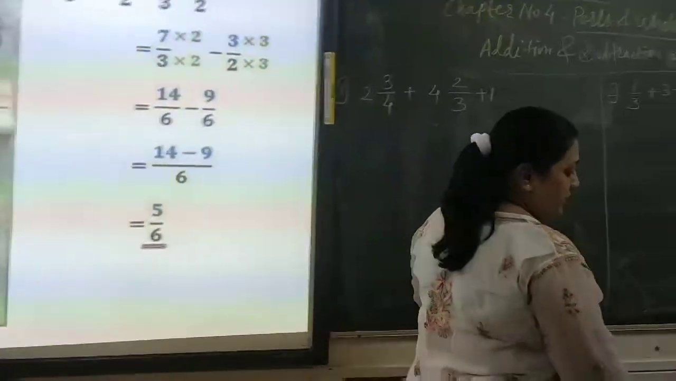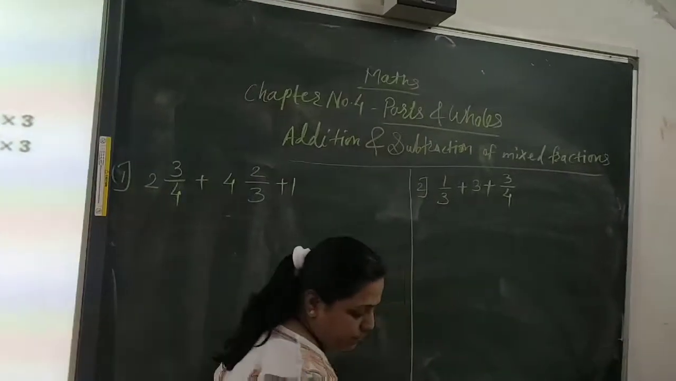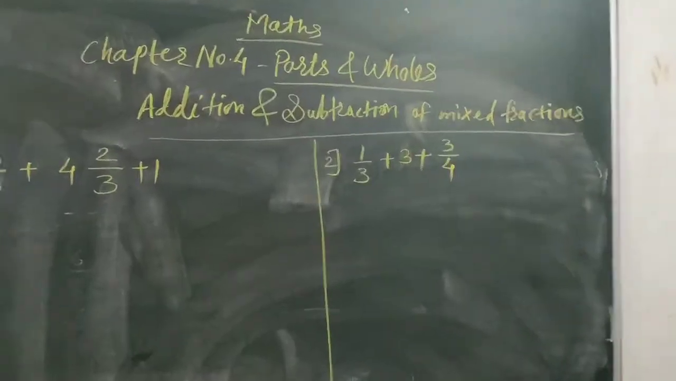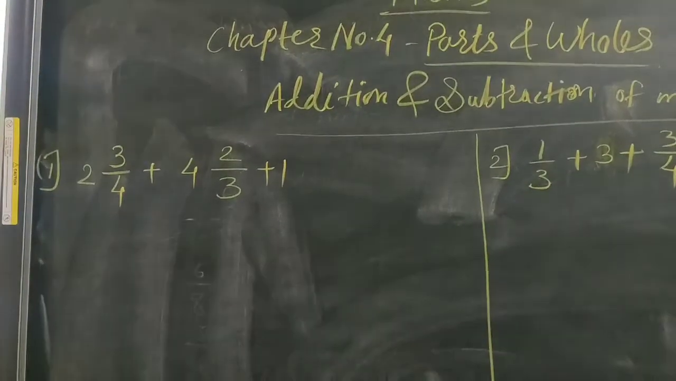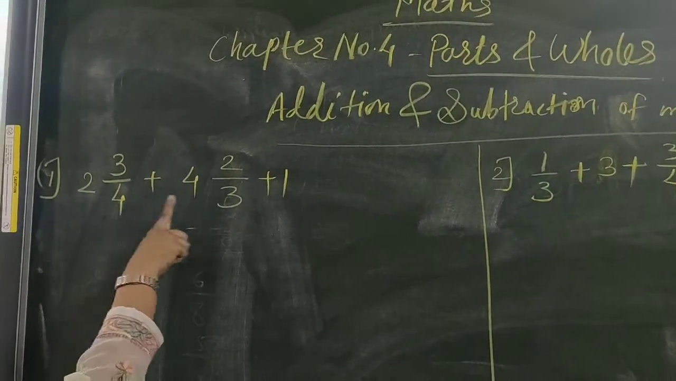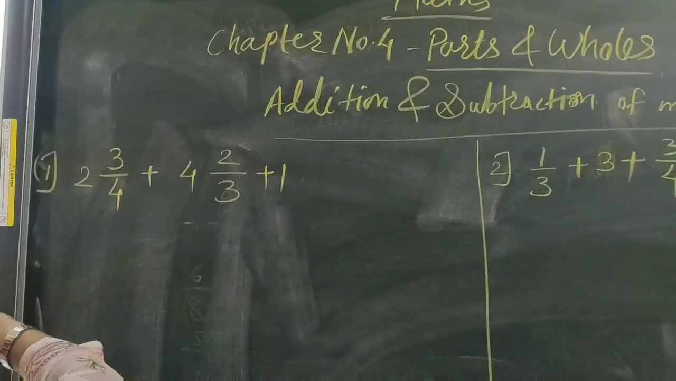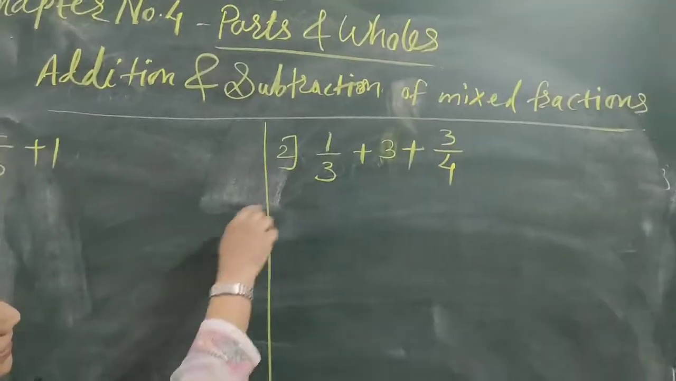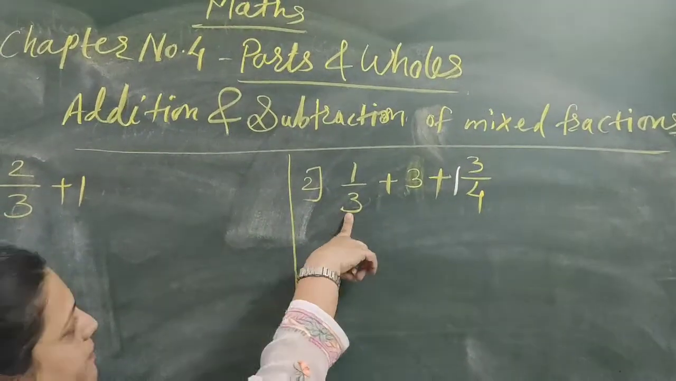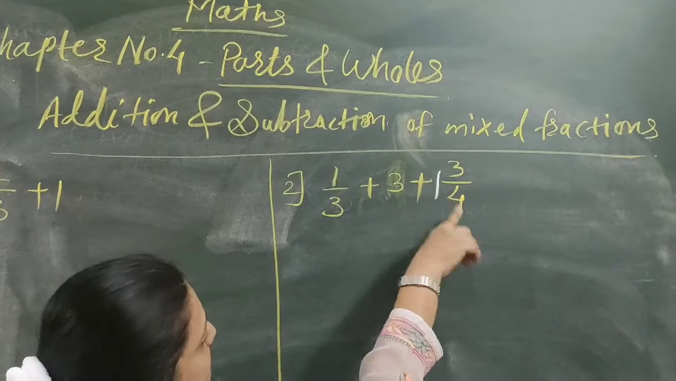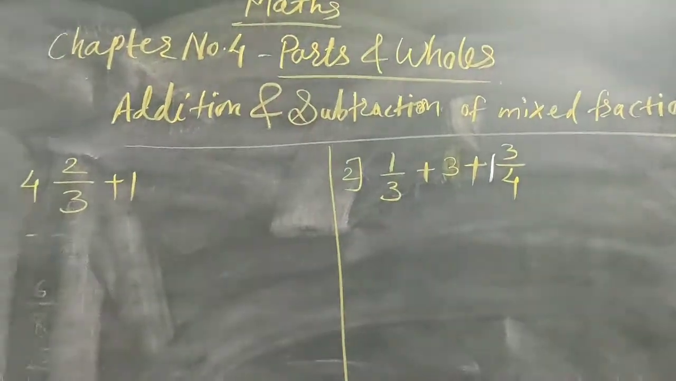Children, let me explain a few more examples on the board. See here, these are additions of mixed fractions. Here there are three fractions. In this first example, 2 are mixed fractions and 1 is a whole number. And in the second example, 1 is a proper fraction, 1 is a whole number and 1 is a mixed fraction. So how to do it?